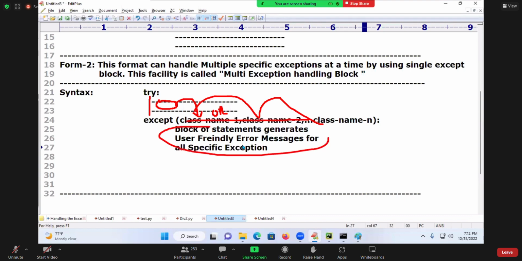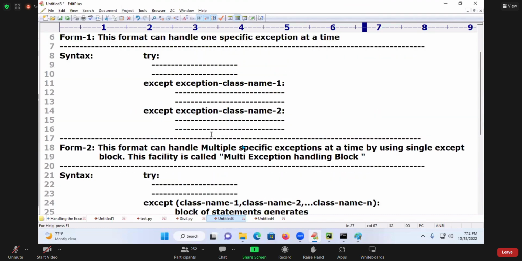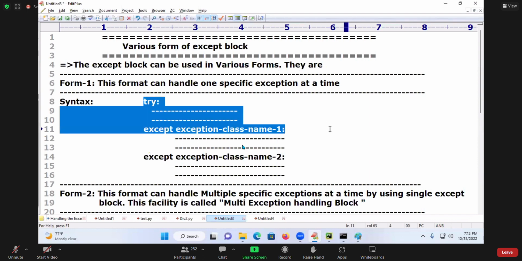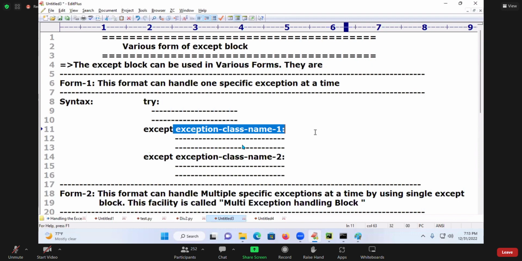So take care. In this case, some exception is occurring. At any point of time, either this will match, or this will match. Any one of them is matching, and this entire block of statements will execute. That means, what is the advantage of this especially?